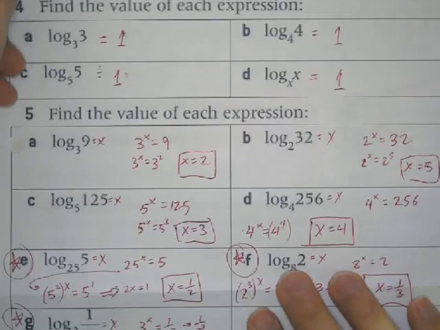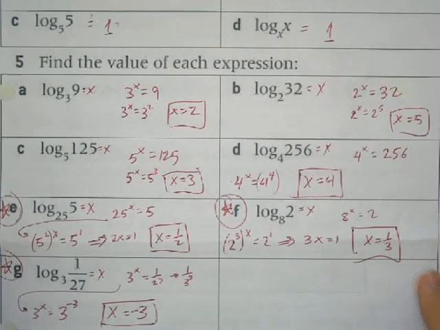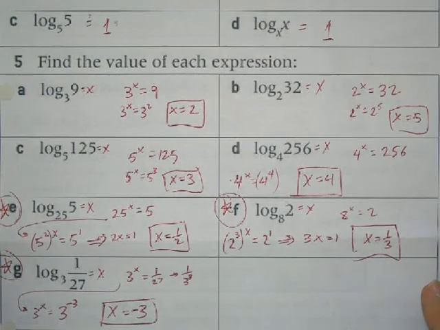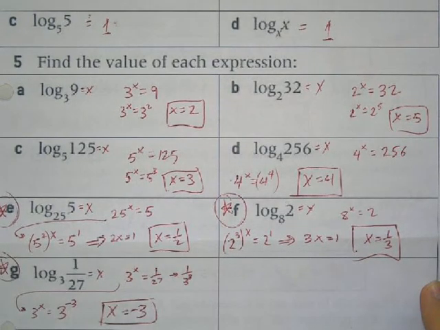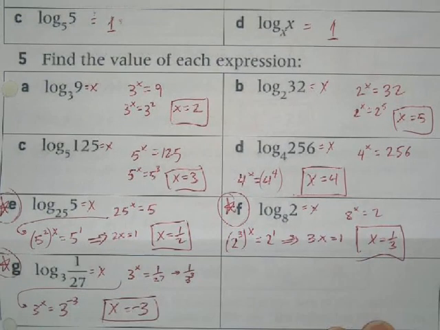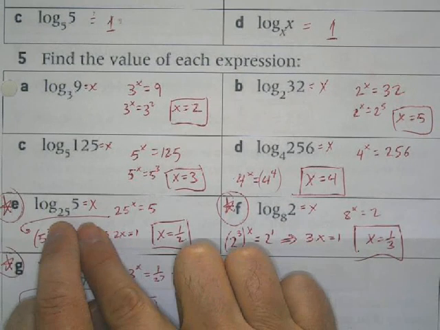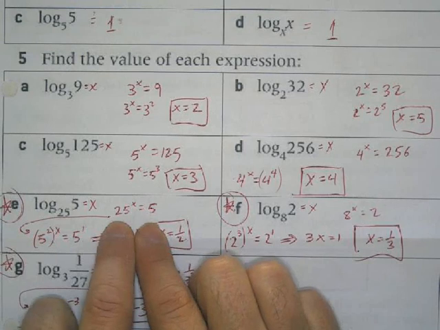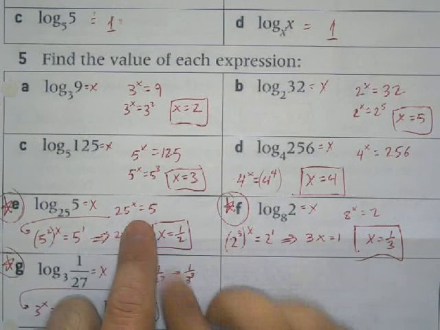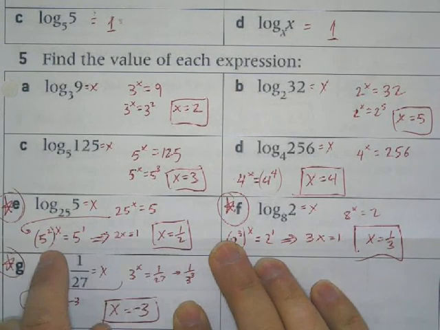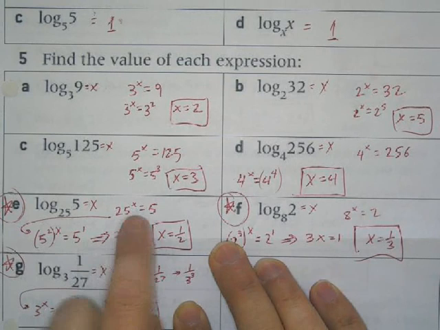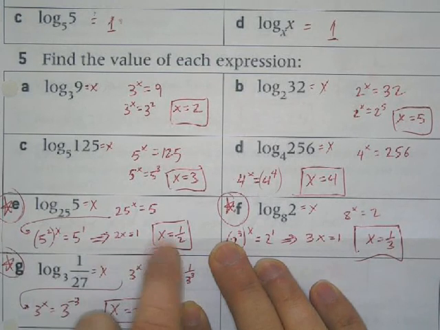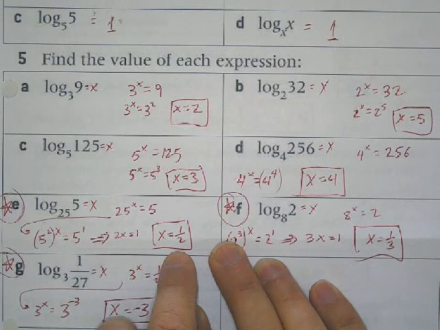Here are these guys. Now notice these ones here with the fraction. Those are probably trickier, right? If we write this in exponential form, 25 to the power of x gives me 5. So we know 25 is 5 squared. So the square root of 25 is going to give me 5, so the exponent's going to have to be 1/2.